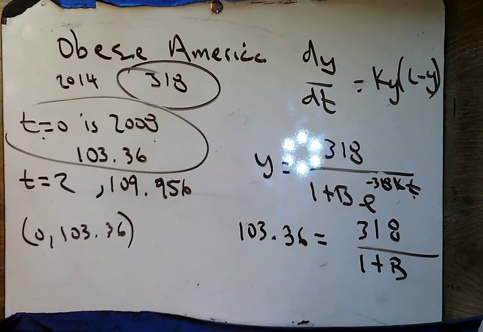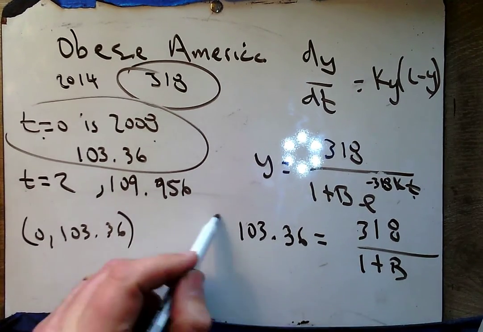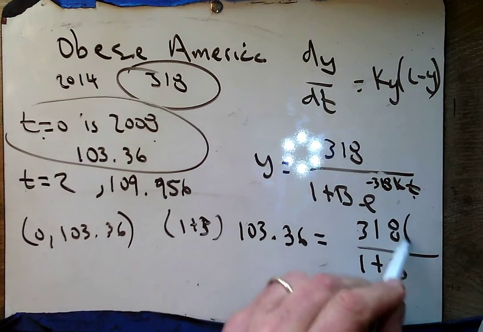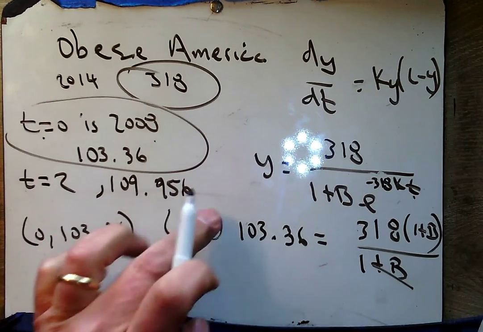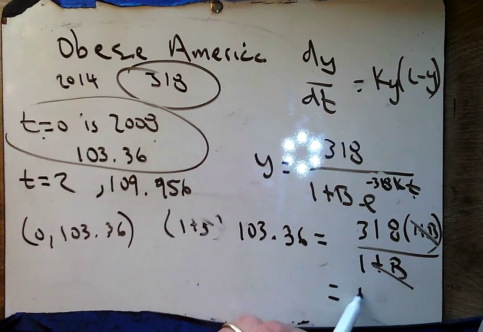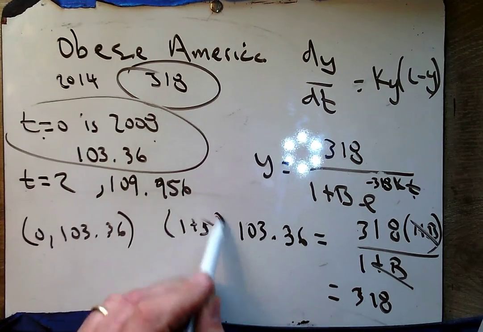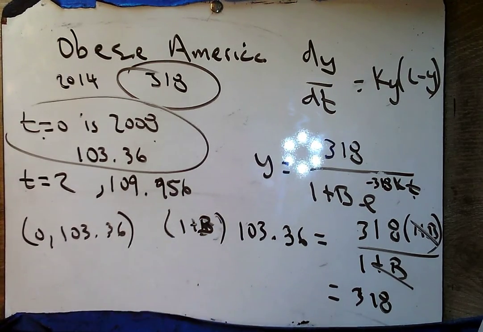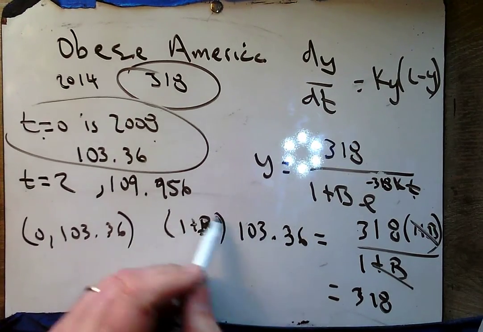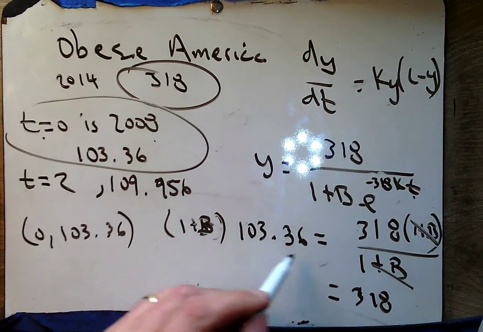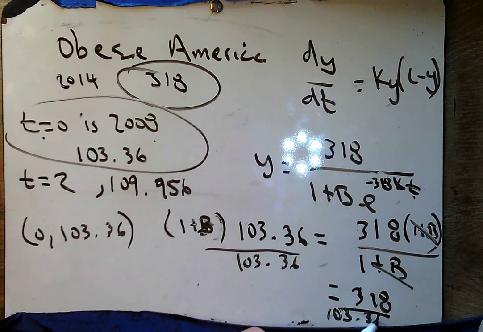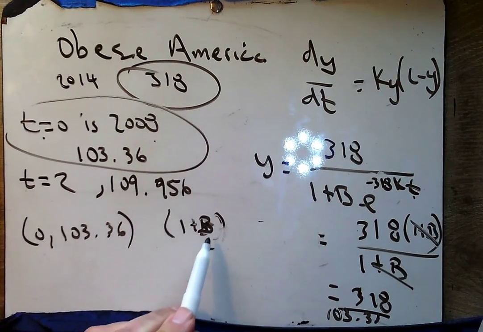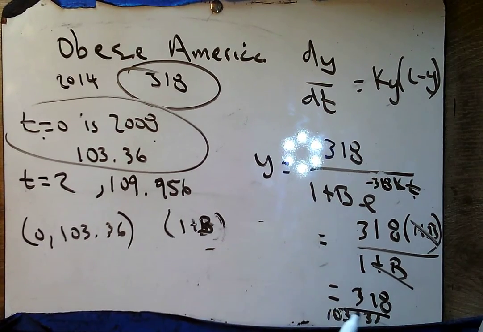Okay, solve the equation for b. Multiply both sides by 1 plus b. So we have 318 on the right side, and here, 1 plus b. There we go. Now, resist the temptation to distribute. Trust me, it's a lot easier just to divide both sides by 103.36. Now, that's going to be b plus 1. So I'm going to take this number and subtract 1, and that'll be my b value.